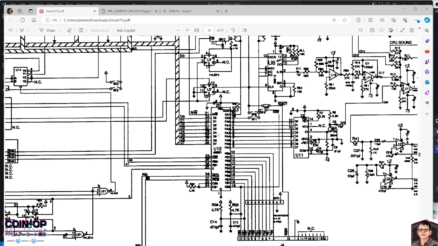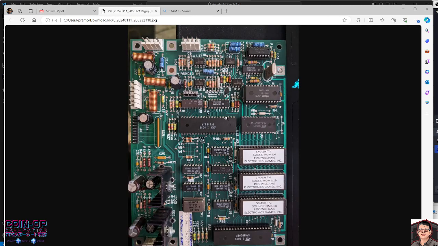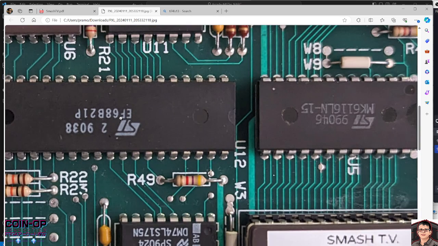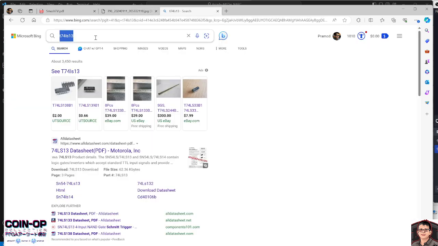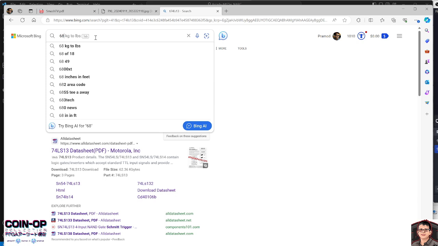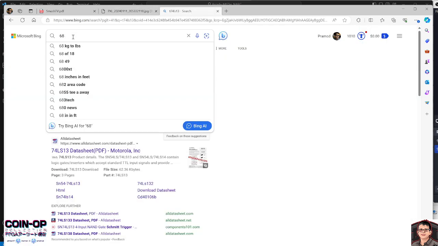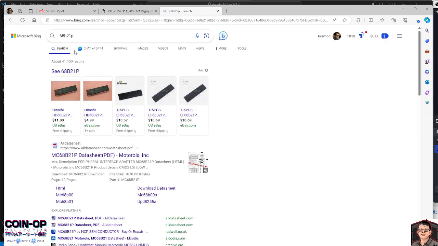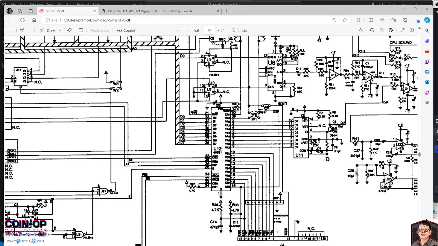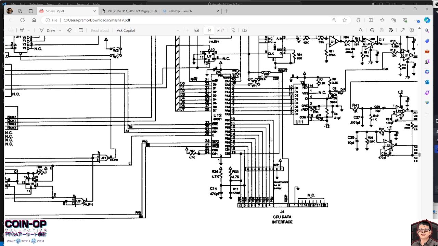Okay, so let's talk about U12 now. What is U12? U12 is the 68B21P, right? And that is probably the parallel interface adapter chip. 6821. Yeah, so it's a peripheral interface adapter. That's going to be the thing that you see this CPU data interface out. That's going to be responsible for interfacing over a parallel interface to our main board.